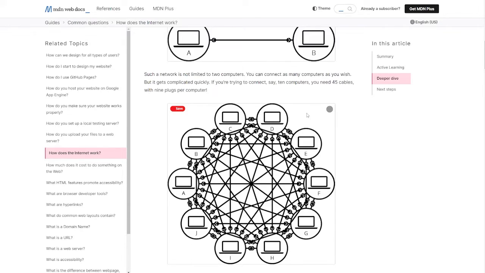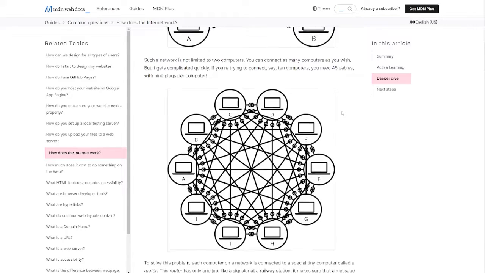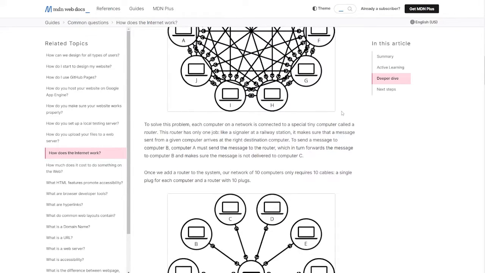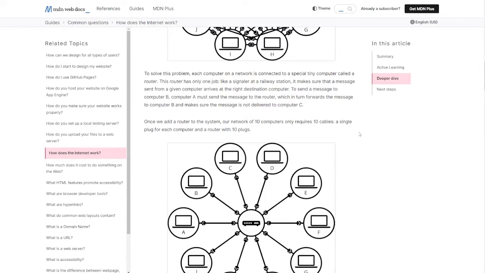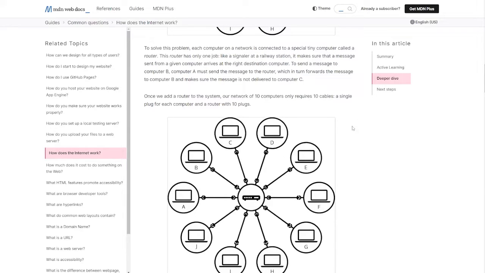If you're trying to connect, say, 10 computers, you need 45 cables with 9 plugs per computer. To solve this problem, each computer on a network is connected to a special tiny computer called a router. This router has only one job. Like a signaler at a railway station, it makes sure that a message sent from a given computer arrives at the right destination computer. To send a message to computer B, computer A must send the message to the router, which in turn forwards the message to computer B and makes sure the message is not delivered to computer C.